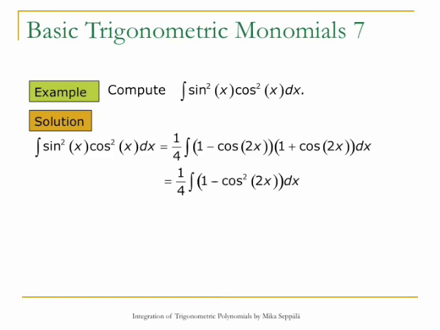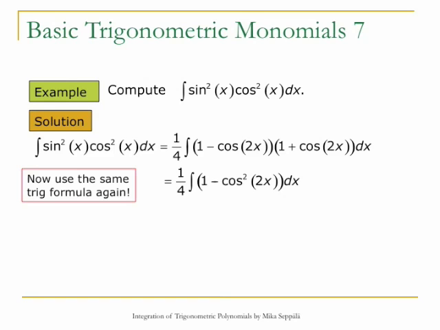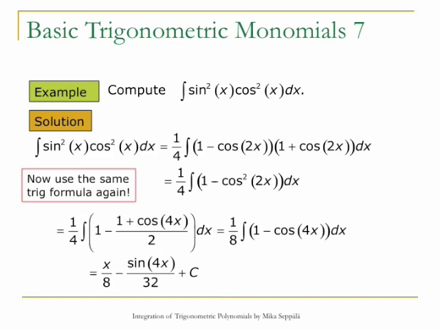Now we still have to deal with cos^2 2x, and now we use the same formula again. We express this in terms of cos 4x. So this integral 1/4 of the integral of 1 - cos^2 2x dx becomes 1/4 of the integral of 1 - (1 + cos 4x)/2 dx. This is, of course, the same as 1/8 of the integral of 1 - cos 4x dx.